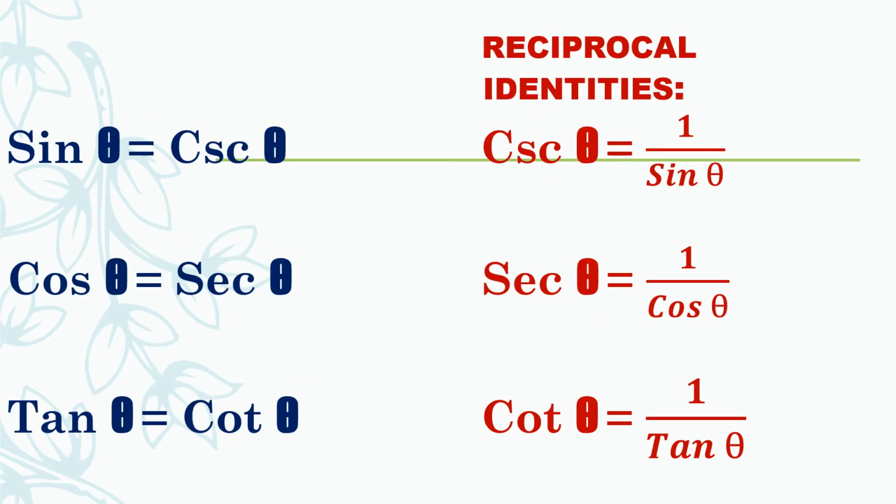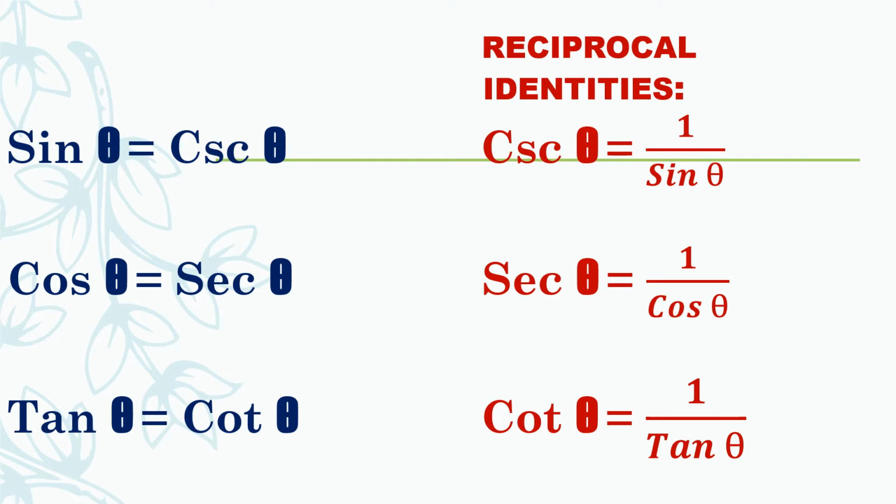Now, let's have the first trigonometric identities, which is the reciprocal identities. I'll show you the first three. As I've said a while ago, the counterpart of sine is the cosecant, the counterpart of cosine is the secant, and the counterpart of tangent is the cotangent. Now let's start with the reciprocal identities.